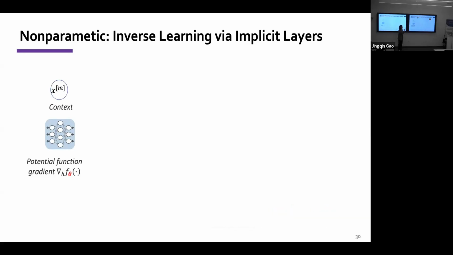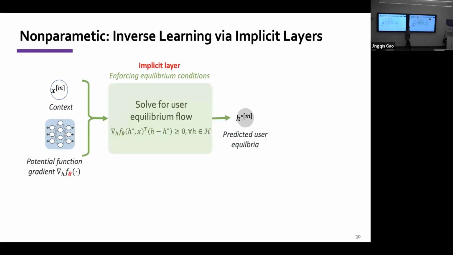So here's how this non-parametric approach works. Suppose we have a neural network that represents the gradients of the potential function. It has some parameters theta. Then I have the context. Here we are using a special neural network architecture called implicit layers. You can think of implicit layers as solving a fixed point internally, so that it enforces equilibrium conditions within a deep learning pipeline, such that the output of this implicit layer is not any random flow distribution. It will satisfy the predicted user equilibrium condition.